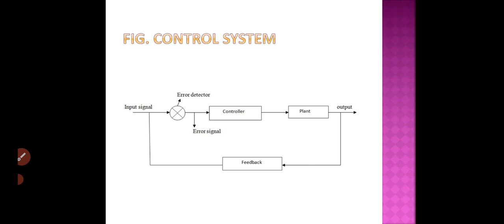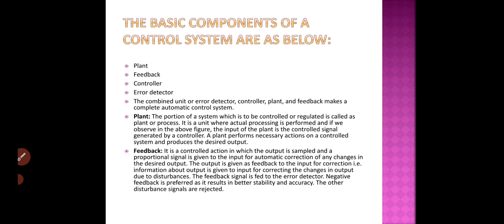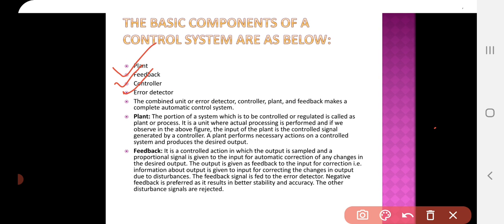Next, these figures represent a controlled system. Next, we will learn what the basic components of a control system are. The first component is plant, the second component is feedback, the third component is controller, then the fourth component is error detector. The first component is plant.